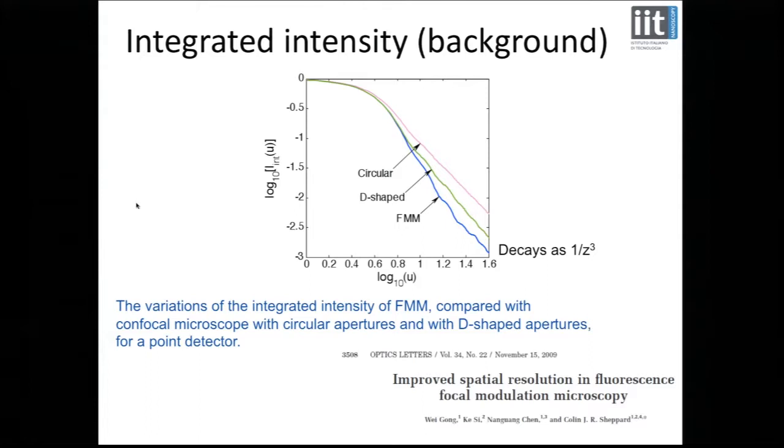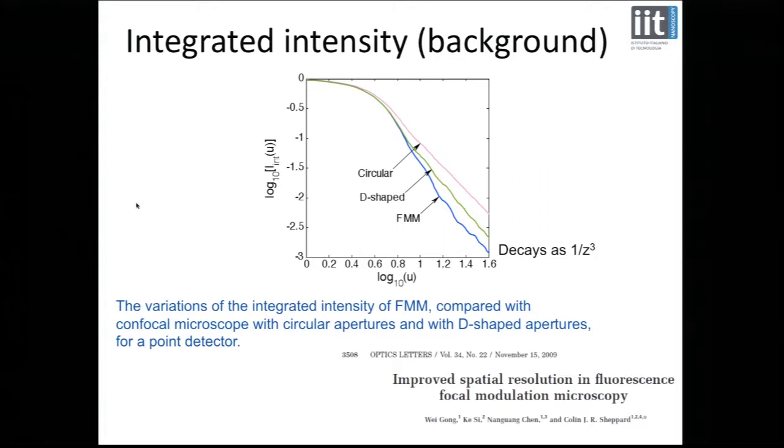We measure this by what we call integrated intensity, which is the area under the point spread function as you go out of focus. So this is showing how focal modulation microscopy decays as 1 over z cubed, better than you get with a confocal.